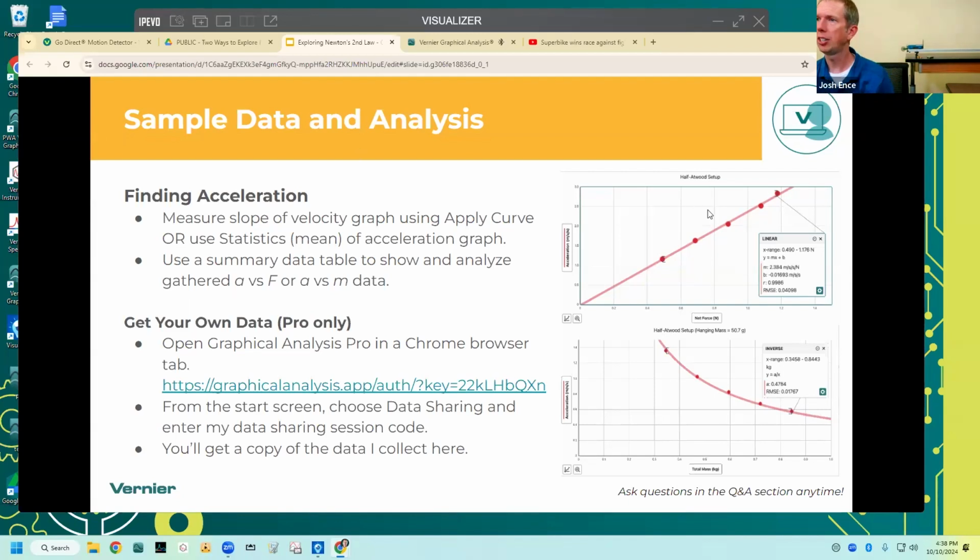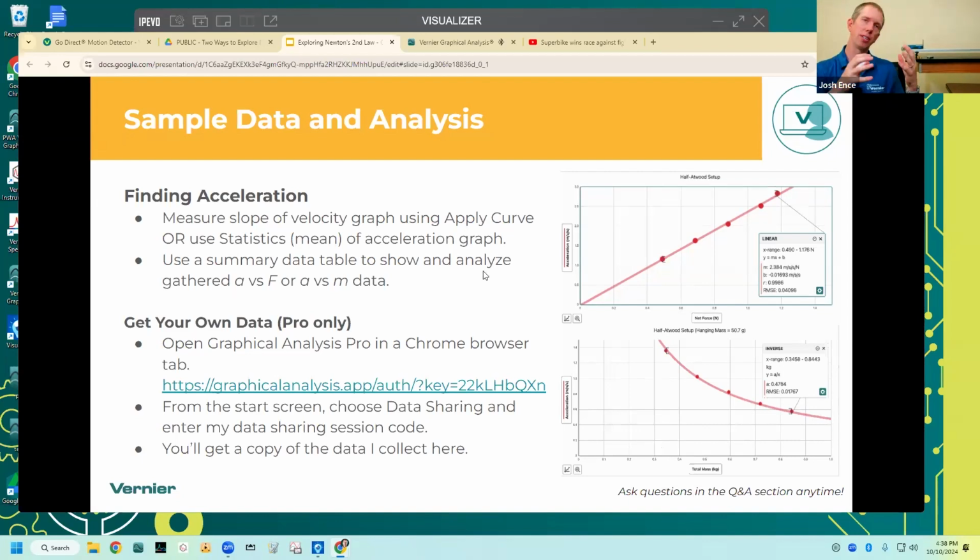I have here sample data I collected with just this setup right here. The first graph is acceleration versus net force, with a nice linear relationship. The greater the net force, the greater the acceleration, just like I expect it to be. Likewise, with acceleration versus total mass, I end up with an inverse relationship. They both worked out pretty well. I got excellent data in both cases.